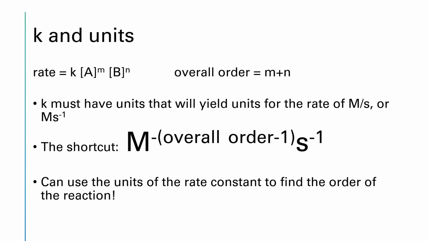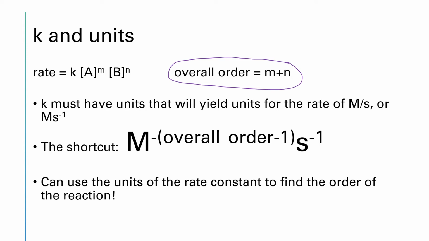Okay, so to try to summarize the pattern from the previous slide and to generalize it just a little bit, let's say that our rate law is the rate is equal to k times A to the m times B to the n. The important thing to focus on is the overall order. So if you have more than one reactant in your rate law, you just want to add the exponents to get that overall order.